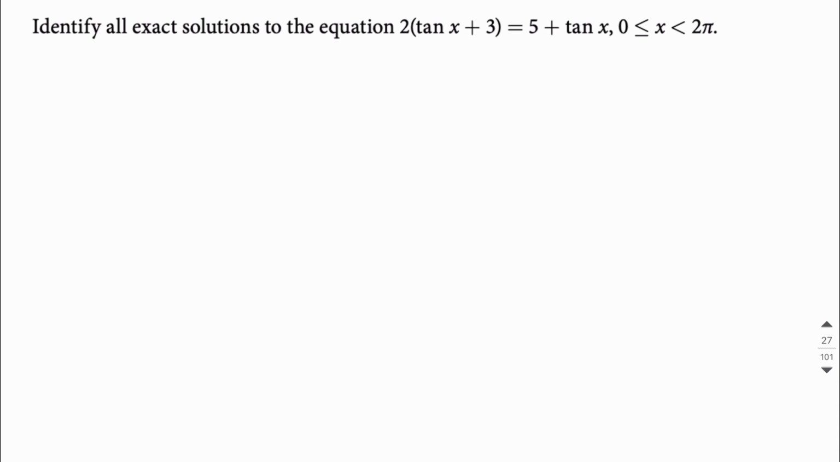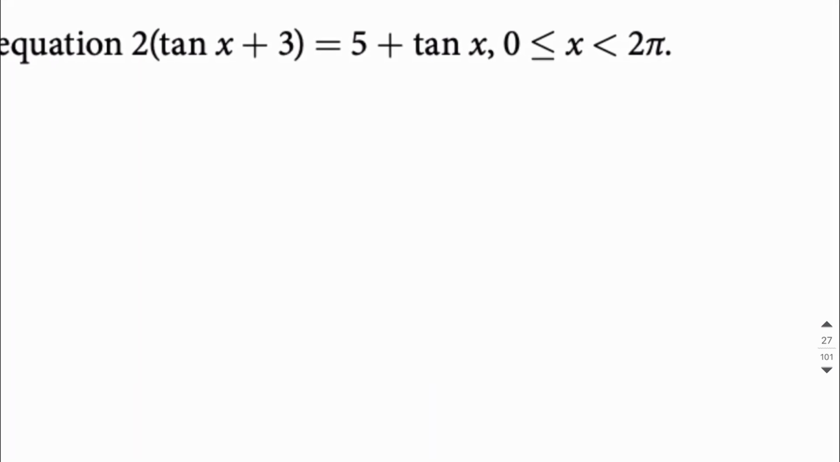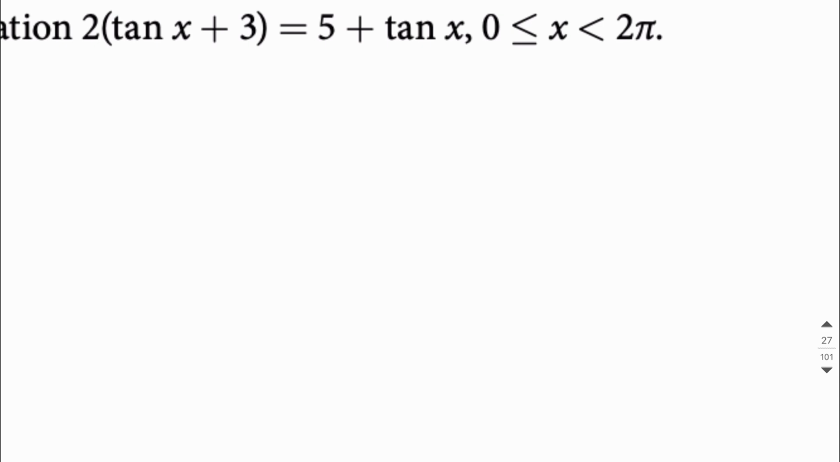Okay, we're going to identify all the exact solutions to this equation that involves tangent of x. 2 multiplied by the quantity tangent of x plus 3 equals 5 plus tangent of x. We want to find all those x's that make true statements here between 0 and 2 pi.